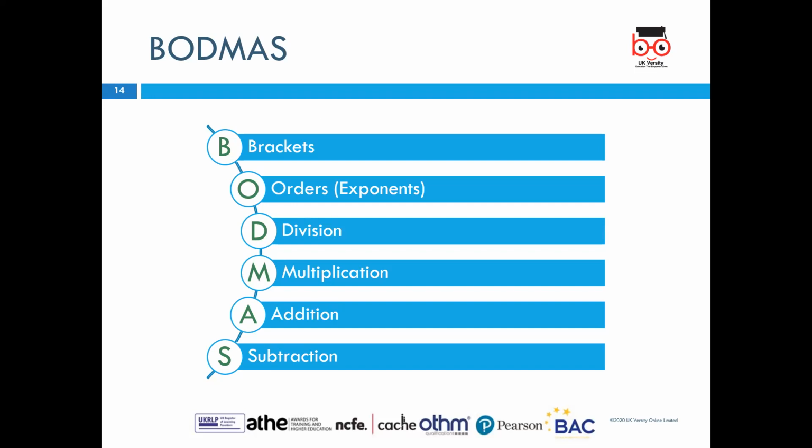First come the brackets, then the orders or exponents, the third is division, the fourth is multiplication, the fifth is addition, and the sixth is subtraction. So this is the hierarchy that needs to be followed. You should always remember this when you are doing mathematical calculations involving equations.